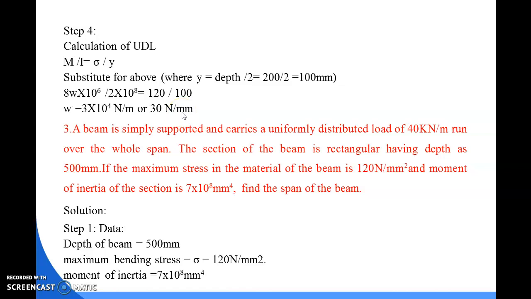So this is all about today's questions. We will solve some different kinds of questions based on the bending stress equation. So today this much. Thank you.